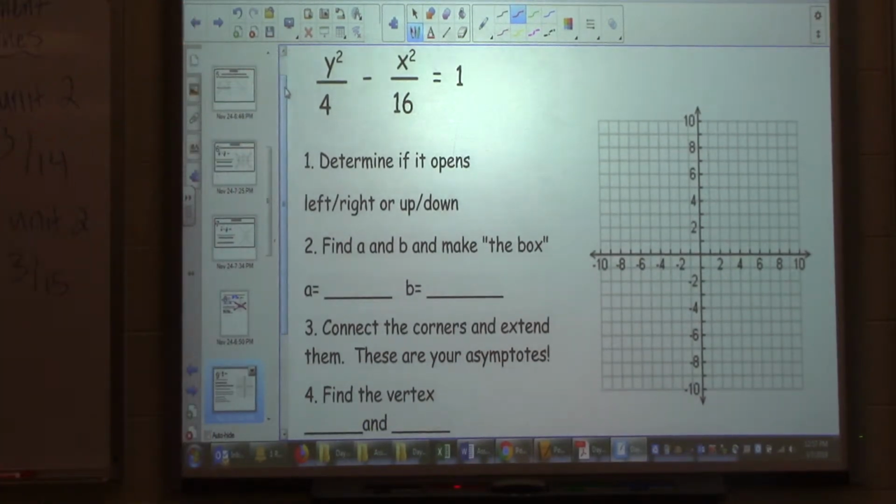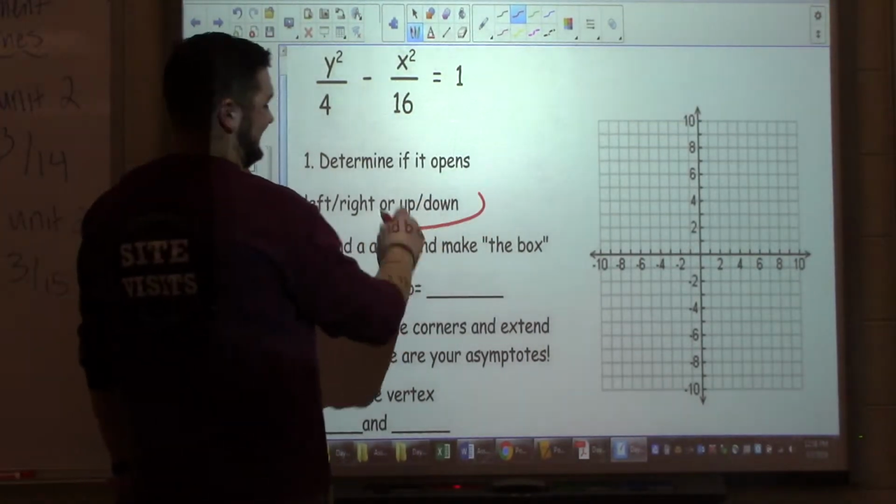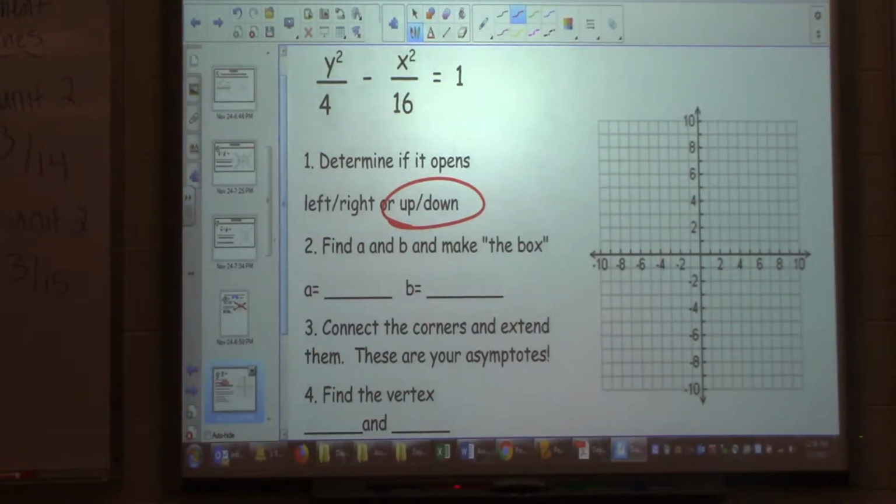Y squared over 4 minus x squared over 16 equals 1. So, which way is it going to open, Billy? Up and down. Everything's a guess with Billy. Up and down. Alright, so, Mason, what's my a squared value going to be?